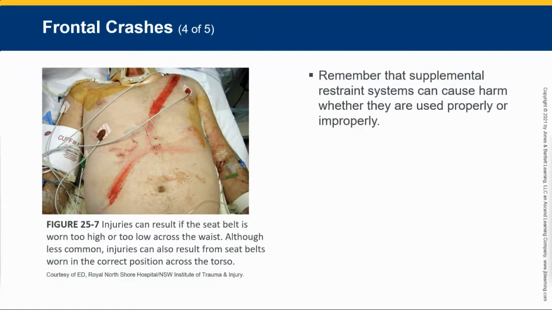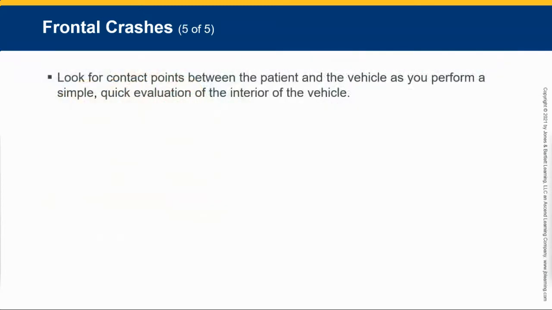And in children and older patients, you can have lumbar and spinal fractures no matter how your seatbelt's worn, just because of the type of impact. So once again, remember that just because a patient was wearing their seatbelt doesn't mean that the mechanism of injury was not significant. So you want to look for contact points between the patient and the vehicle as you do that quick evaluation of the interior of the vehicle.